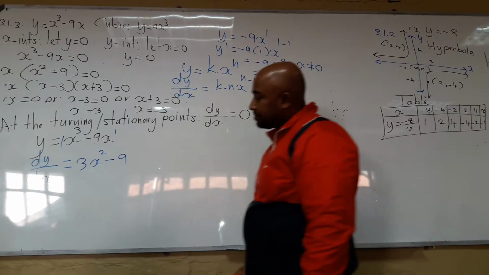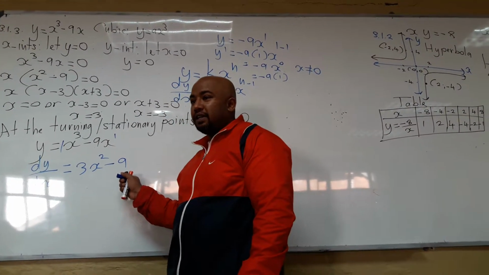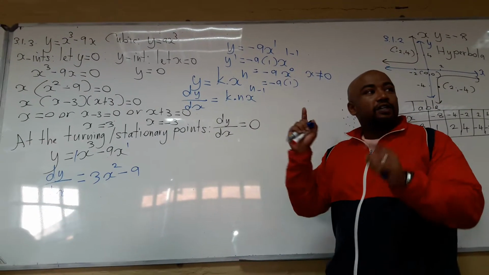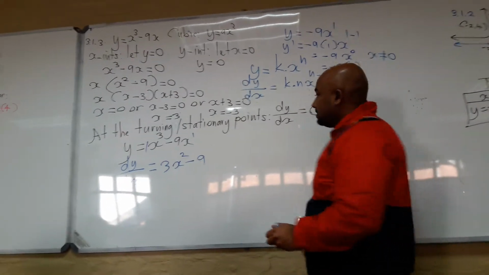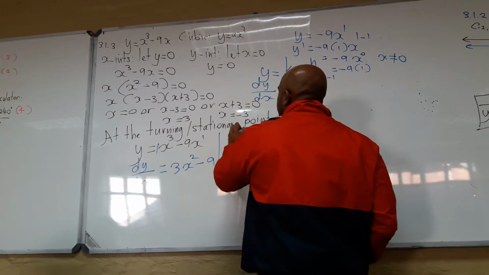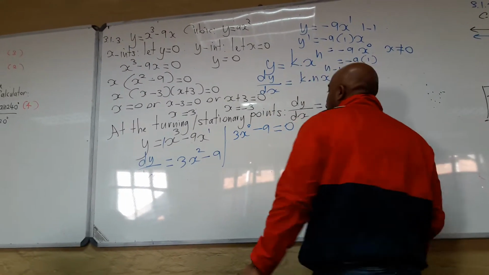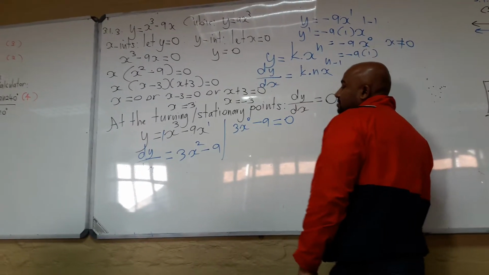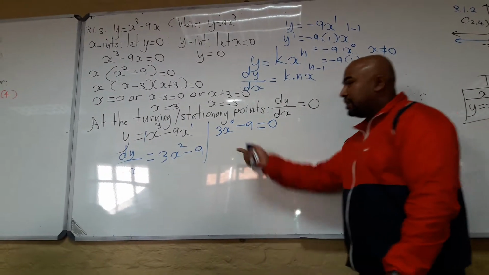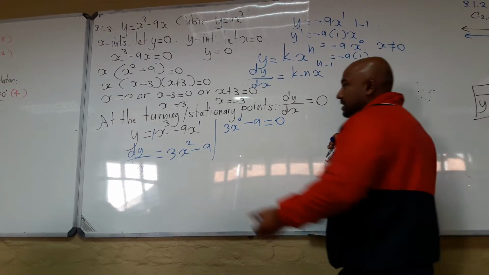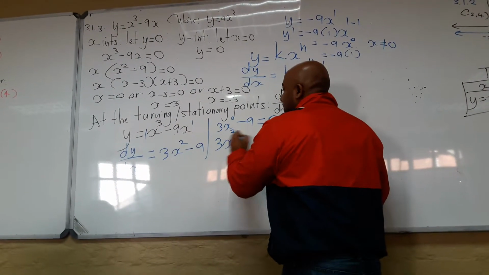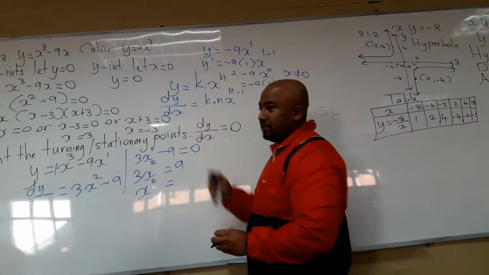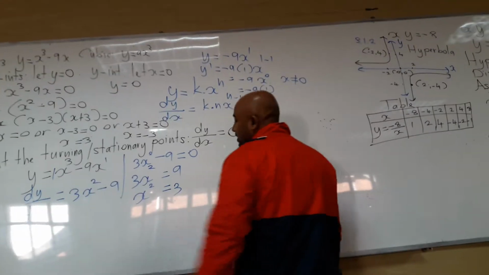Right, so 3x squared minus 9, what do we do? That is our derivative. So all we do is we substitute here. 3x squared minus 9, we make it equal to 0. Solve for x, what can we do? It's up to you how you want to do it. You can divide by 3 or transpose first. But let's transpose. So 3x squared is equal to 9. So x squared is equal to 9 divided by 3, which is 3.